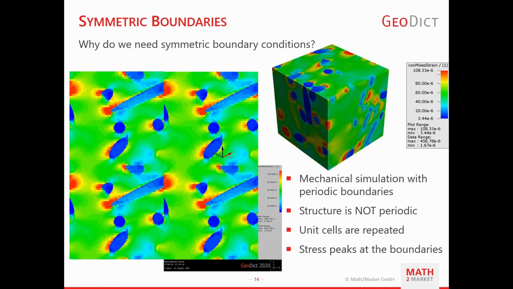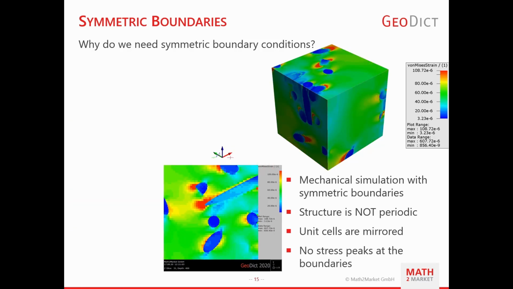But then why do we need symmetric boundary conditions at all? And I can show you that on this example of a periodic simulation on a non-periodic structure. So here the boundaries are again treated as if the structure was repeated on all the sides, and you can see that this leads to high strain peaks at the boundaries, because like here fibers just end or do not go on across the boundary. So that leads to some unrealistic results.